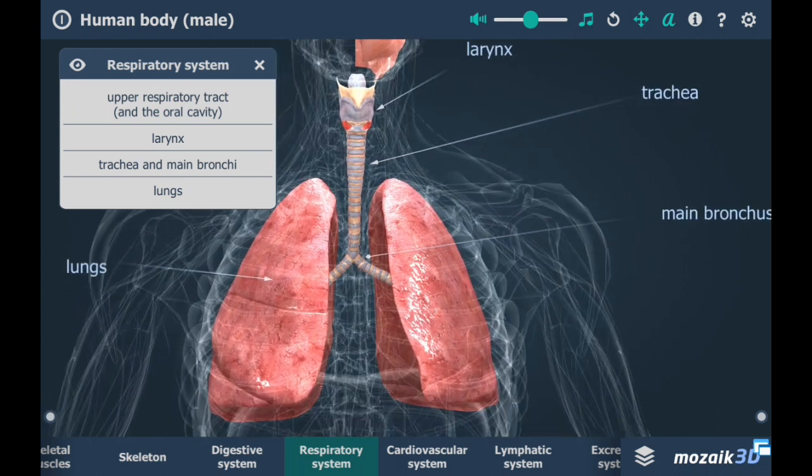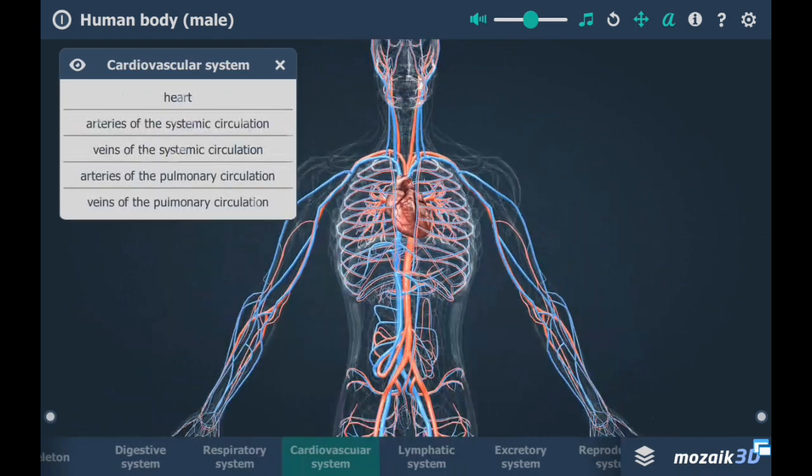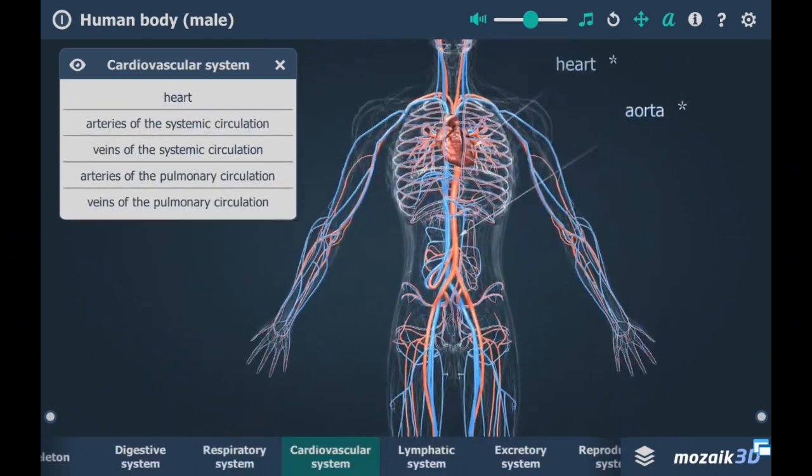Next, let's talk about the cardiovascular system. This is all the blood vessels.